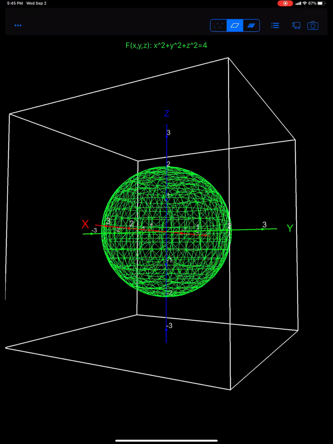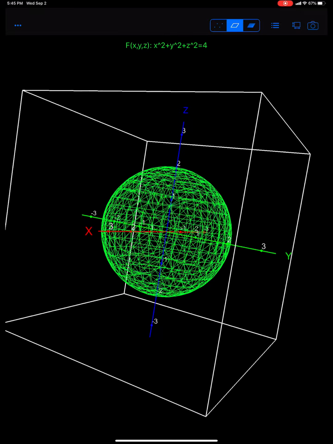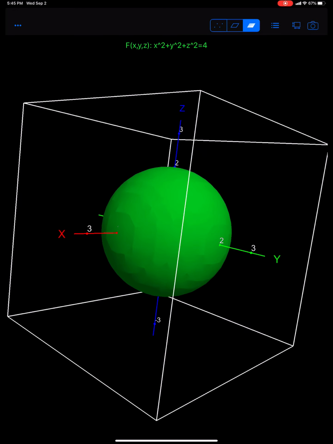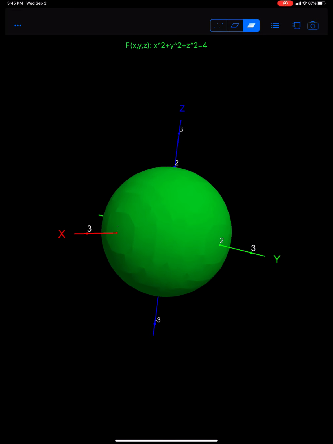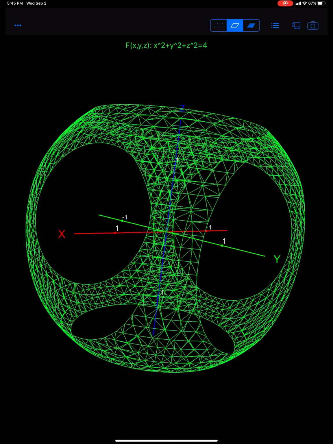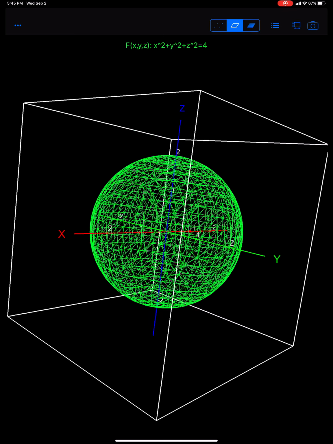Looks pretty good. Note that, see how it's not exactly perfect? It's because it's putting in values. It only does so many values. If you zoom in too far, it shows weird stuff. Like there's no holes in that thing. It's just not graphed right.